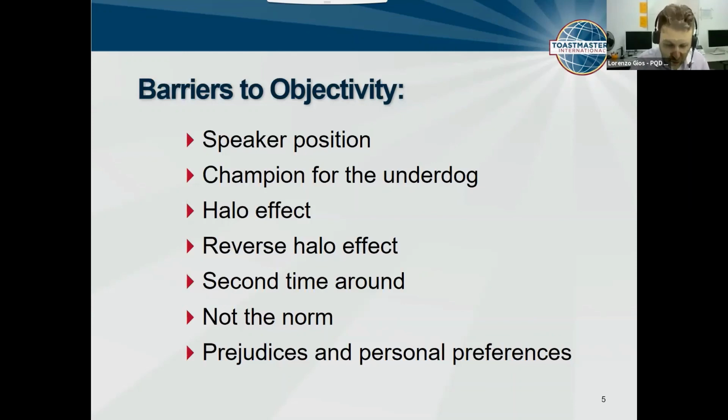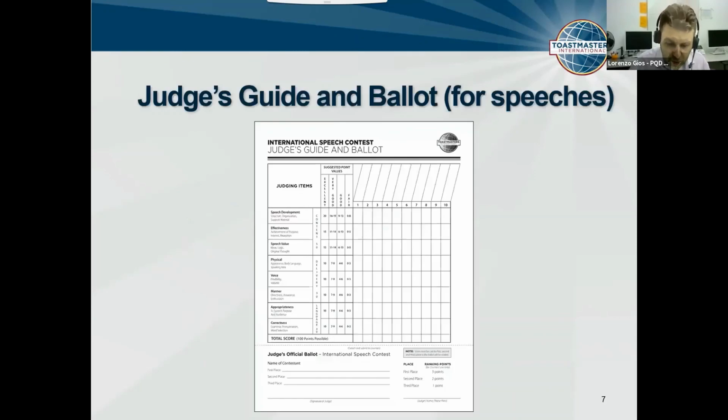Okay, so all these things are psychologically normal, but it's important you underline to judges that they need to pay attention not to be biased by these effects. Okay, and what do you do in order to be as objective as you can? You know, there is the form that is to be used, but I've seen many judges who, at the end, don't know how to use it, or they don't use it properly.